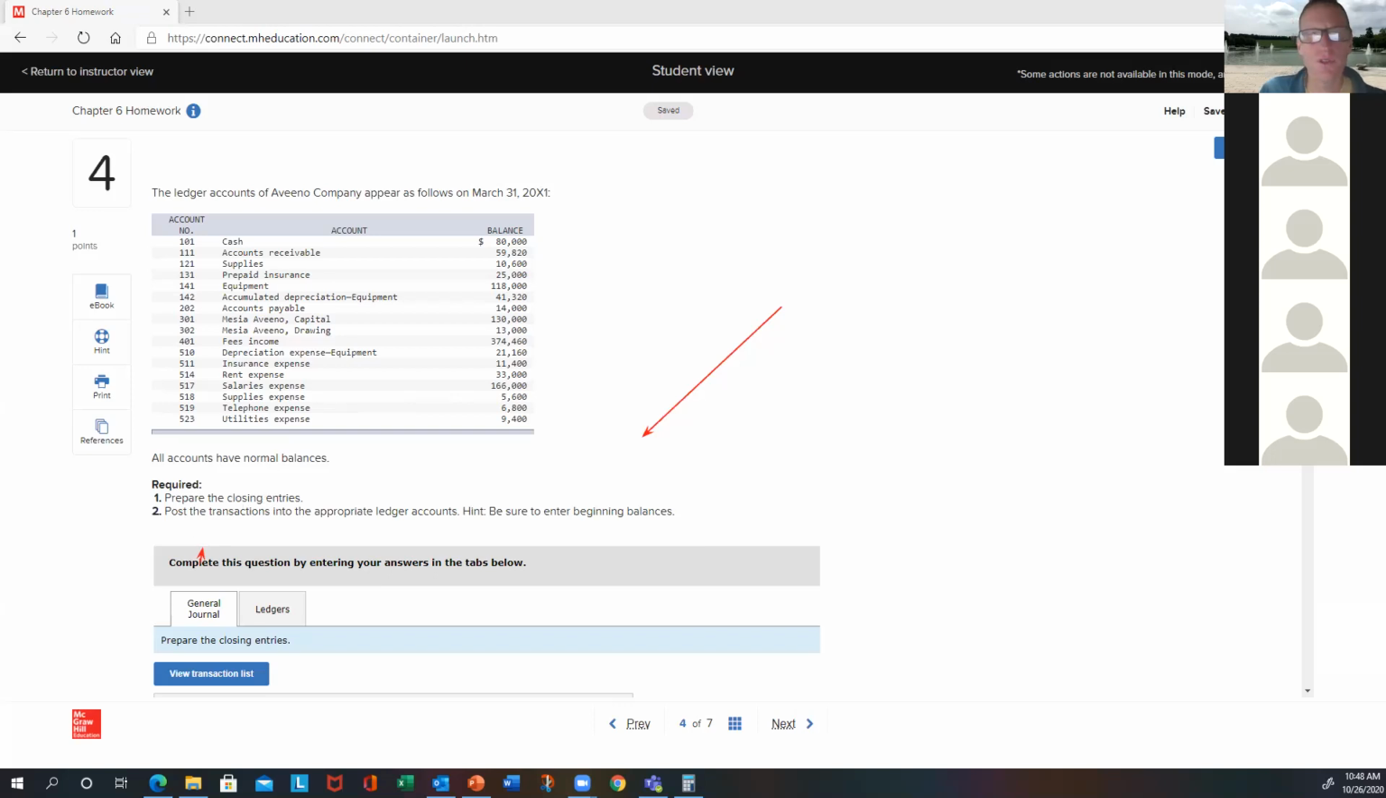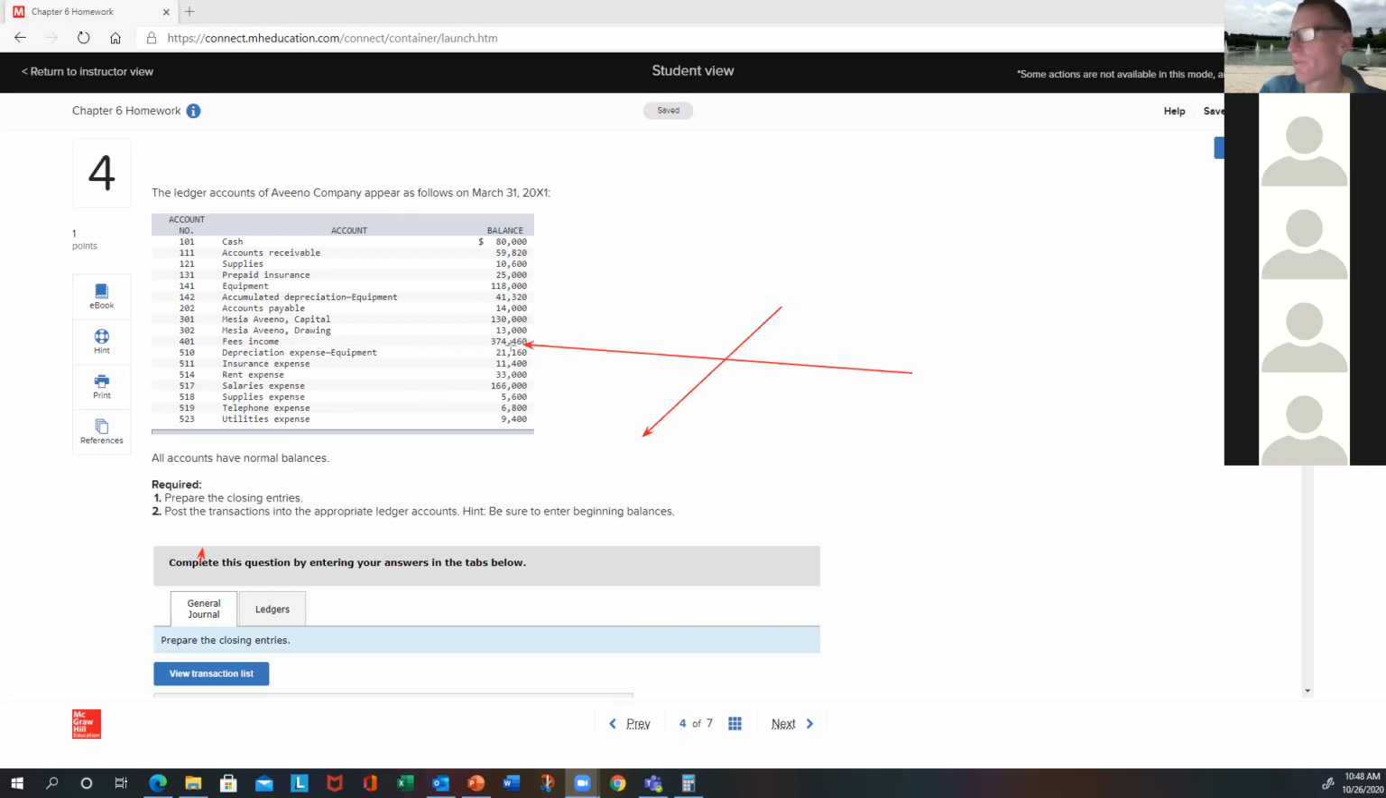So just a heads up, in this problem, what we do is pretty much the same thing. And so notice there's your fees income, which is 374,460. I don't know why they're using some weird numbers. Why couldn't they have just used 375,000?